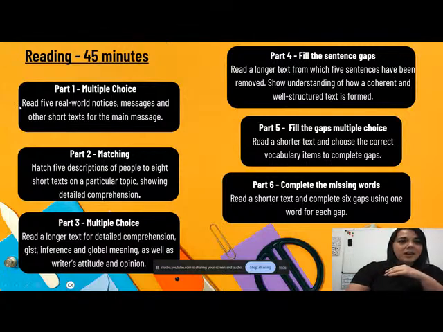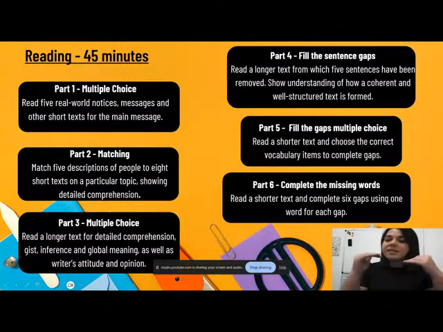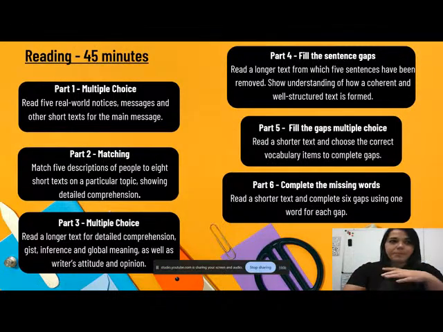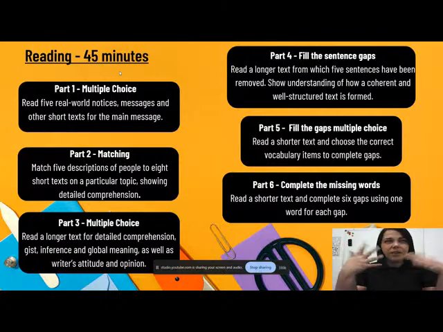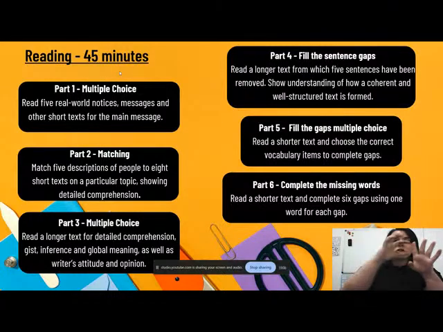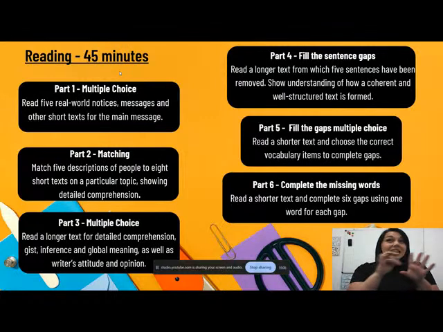So here we have reading, 45 minutes, obviously. We have 6 parts of the reading, okay? In part 1, we have a multiple choice activity. In this part, we have, I think it's 5 or 6, short notices. And this could be a text message or a poster with some basic information on it.